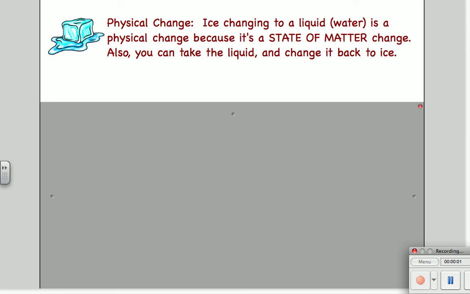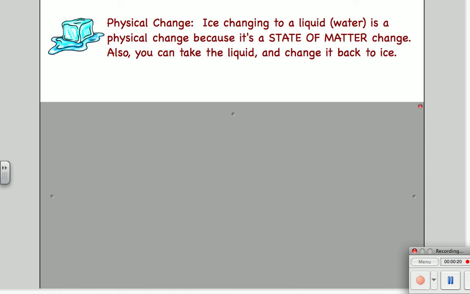The final topic that will be covered in this COL would be physical and chemical changes. On the COL, what I'm going to do is give you a picture, and I'm going to ask you to state whether it's a physical or chemical change, and then I'm going to ask you to explain why it is that change.